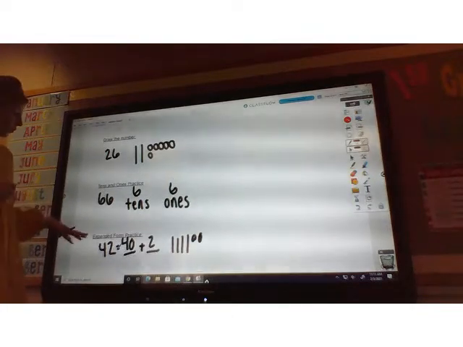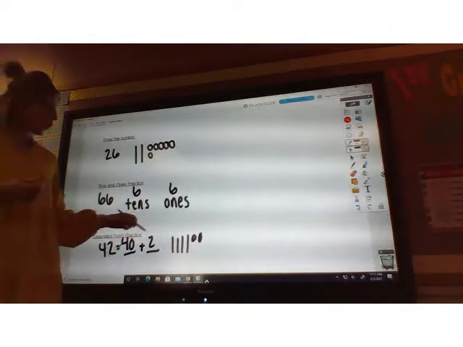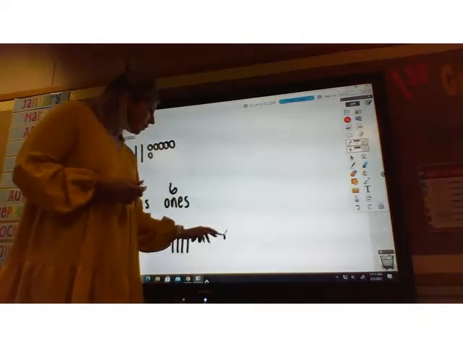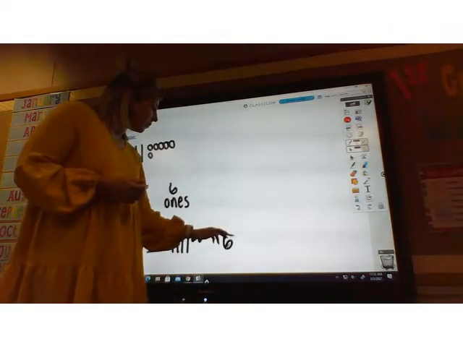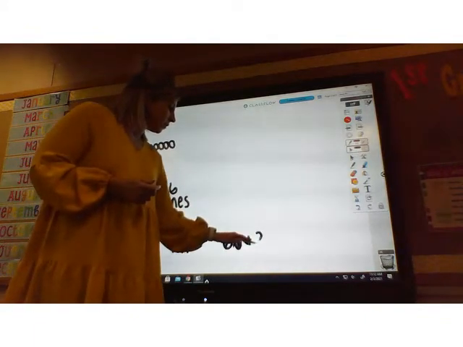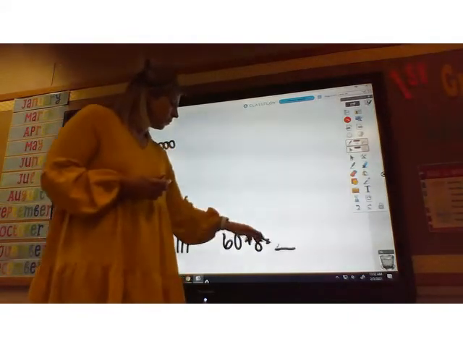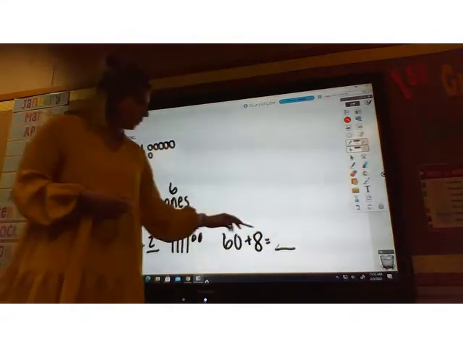So you could do this a couple ways. You could give them the number and they could write the expanded form, or you could give them the expanded form like this, 60 plus 8, and they would have to tell you what that number is, 68.